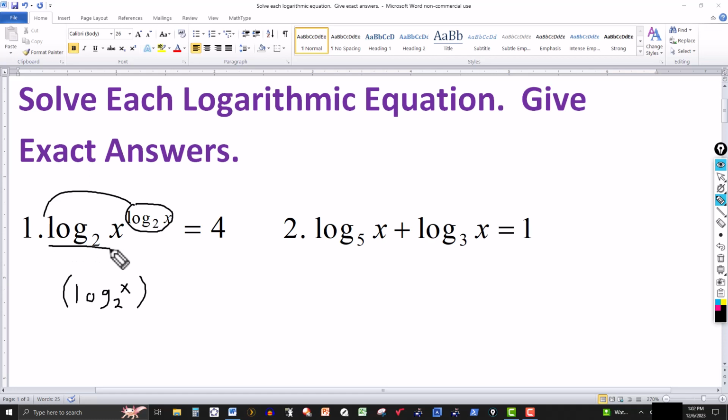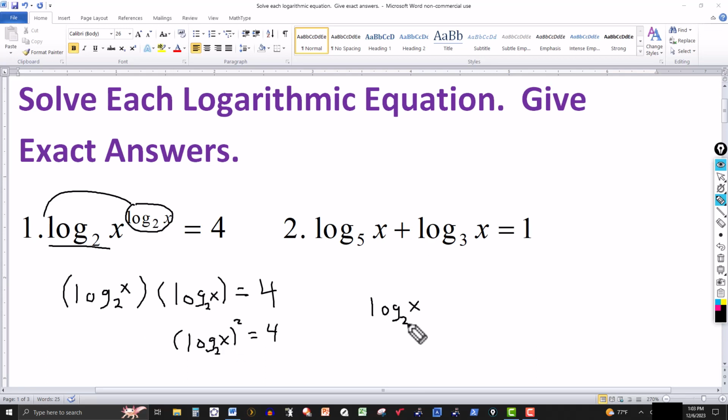And then what's left? Well, we have left the log of x to base 2 equals 4. So here we're just multiplying. Log of x to base 2 times the log of x to base 2 gives me the log of x to base 2, quantity squared, equal to 4. So you have quantity squared is equal to 4. Let's take the square root of both sides.